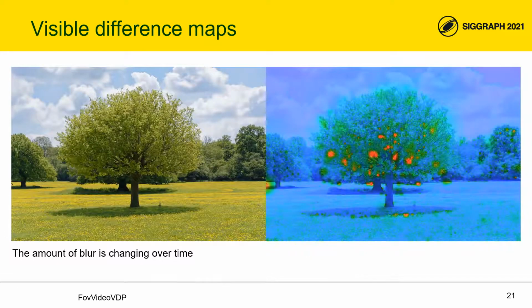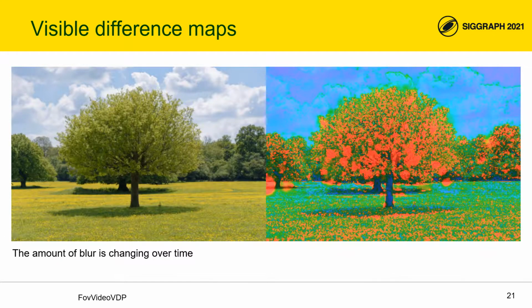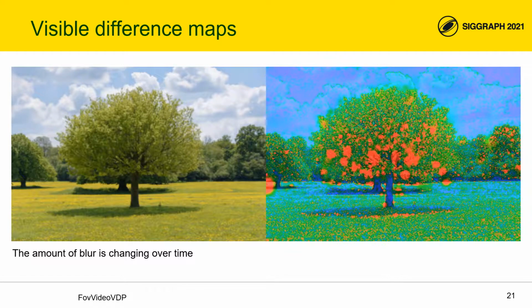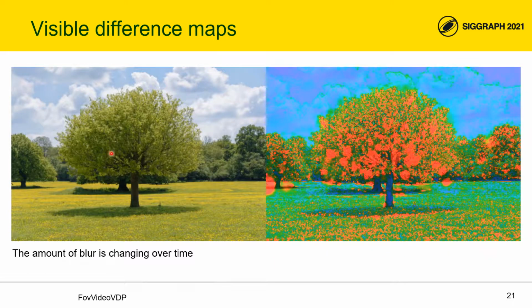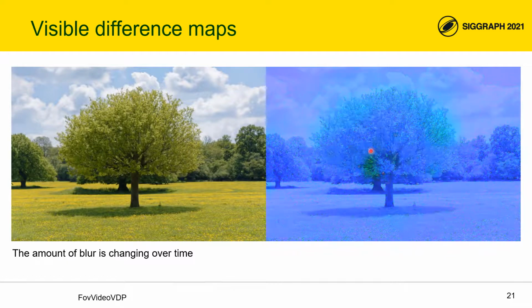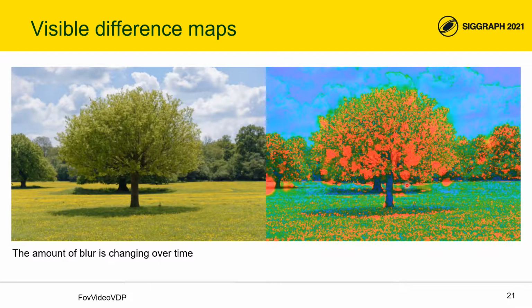In addition to a single JOD quality value per image, our metric can also generate visual difference maps. In this example, we are changing the magnitude of blur over the time, and the visualization on the right shows that the blur is the most visible in the portion of the image that contains high spatial frequencies.